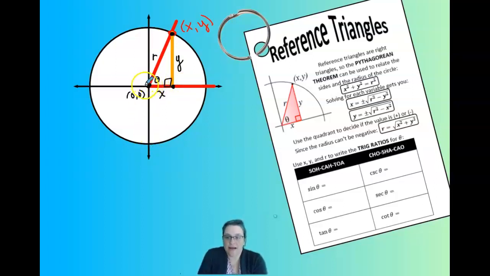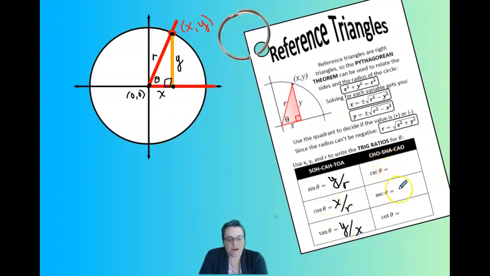So I can identify the sine ratio. The sine of theta, remember, is the opposite over the hypotenuse, and the opposite of theta is y, and the hypotenuse of this right triangle is r, the radius of the circle. Then the cosine is the adjacent over the hypotenuse, so x is adjacent to theta and r is the hypotenuse, so the cosine would be x over r. The tangent is opposite over adjacent, and that would be the ratio y over x.